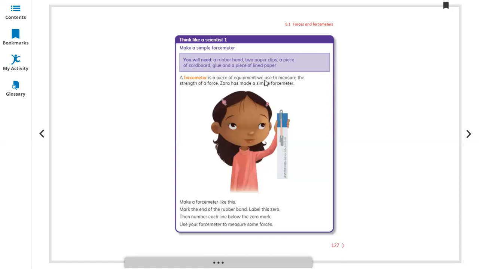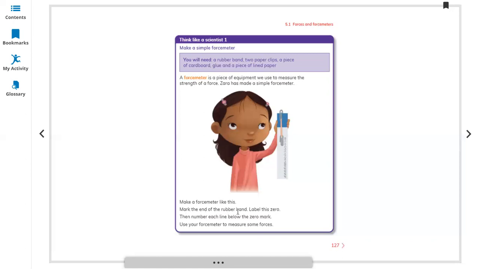Zara has made a simple force meter. It looks like this, the shape of a force meter. Just simple: take a cardboard, write 0, 1, and so on with a little distance between them, as you can see. Then put a clip and a rubber band and another clip, so you're using two clips and a rubber band inside. So this is a simple force meter you can make at home. Make a force meter like this.